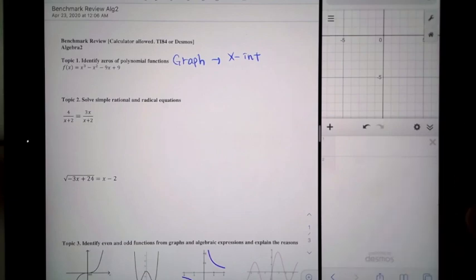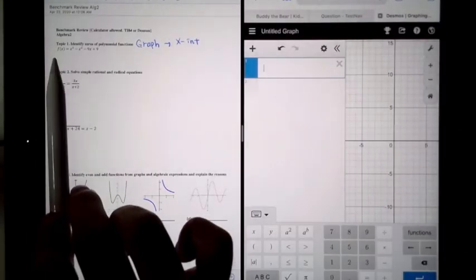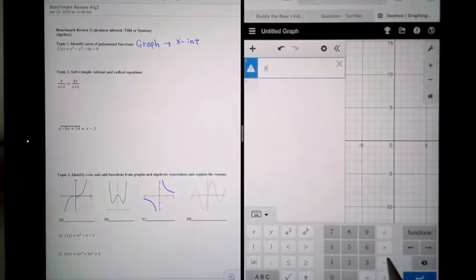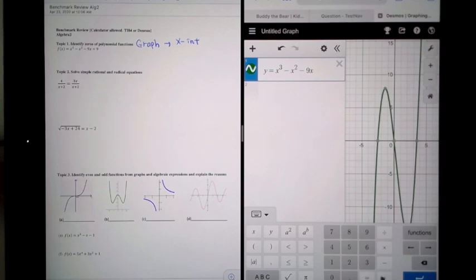So I'm gonna type my function here. My function is f of x, so you can do y equals x cubed. You can use this, a to the b power, so you can type any exponent. So x cubed minus x squared. Guys, you need to practice it by yourself, all right? I'm just typing the problems.